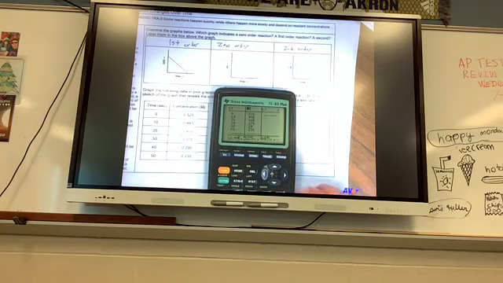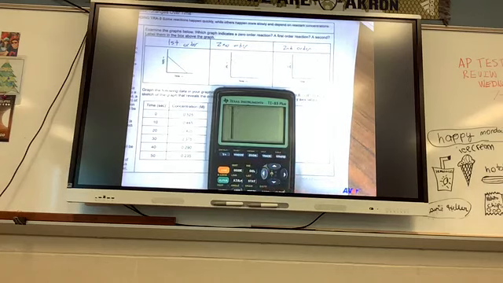L2, enter, second insert, 1 divided by, graph, zoom 9. Graph, zoom 9. All right, well, that's definitely not straight. So it's between 1 and 2. I'm pretty sure the first one looked better.